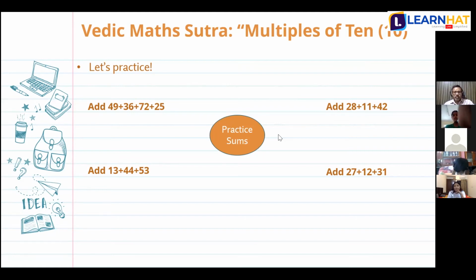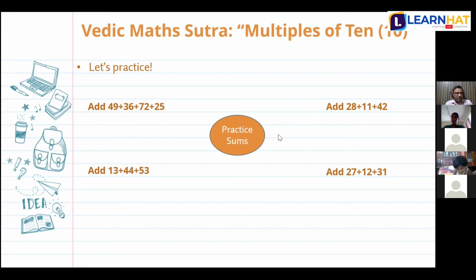Good. Who's next? Sir, Rajdeep. Yes, Rajdeep, which sum are you doing? Sir, the last one, 27 plus 12 plus 31. Good. Go ahead. 7 plus 2 plus 1. Brilliant. What is the answer? 10. Okay, good. And 20 plus 10 plus 30 is 60. Then 10 plus 60 equals 70. Good job. Well done.